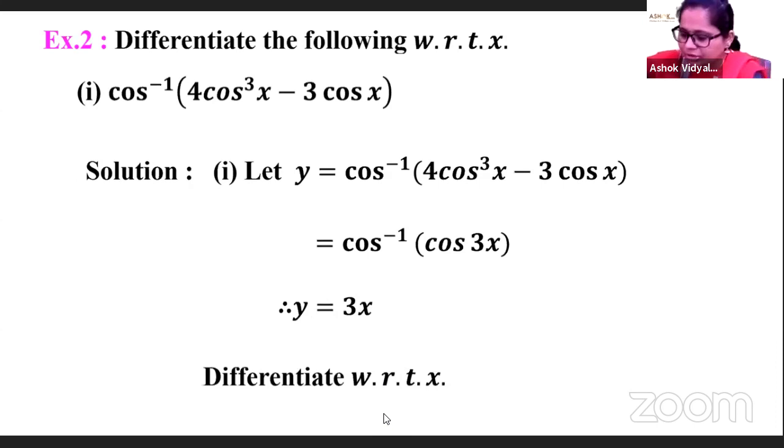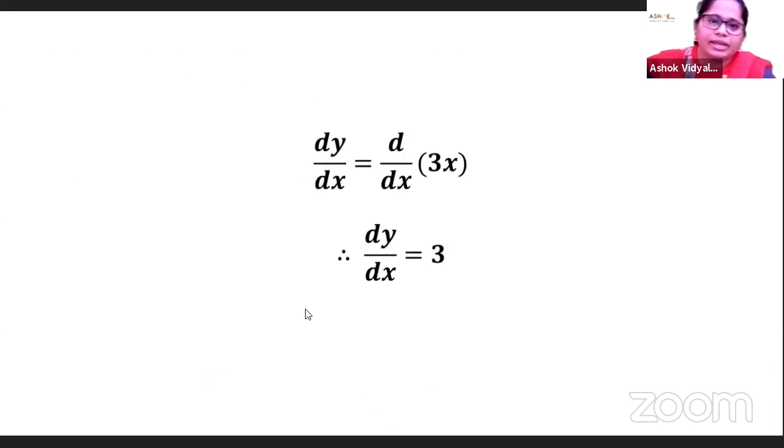Differentiate this function with respect to x. We get dy/dx equal to the derivative of 3x with respect to x, which is 3. Hence, dy/dx is 3.